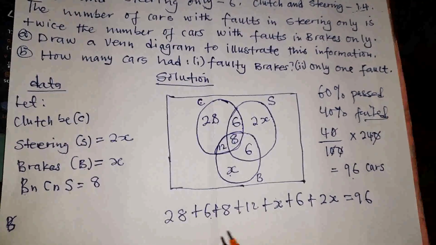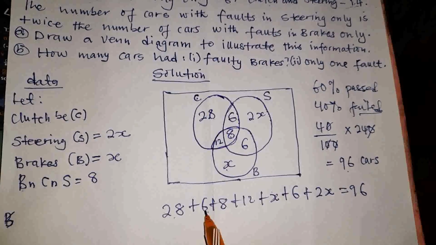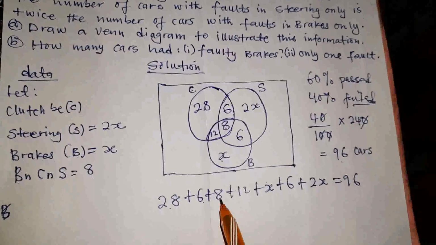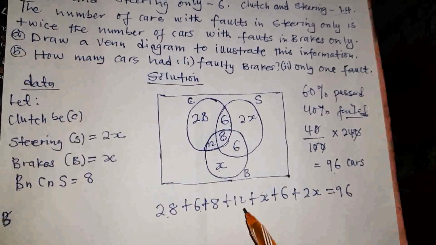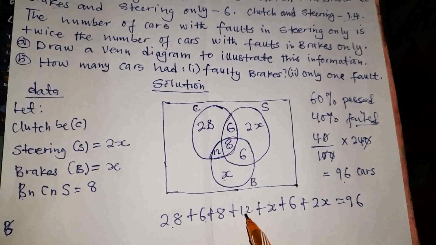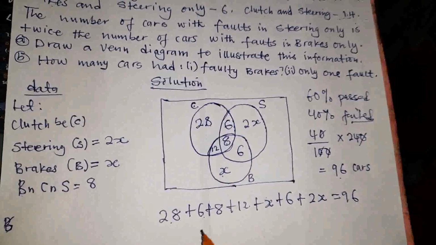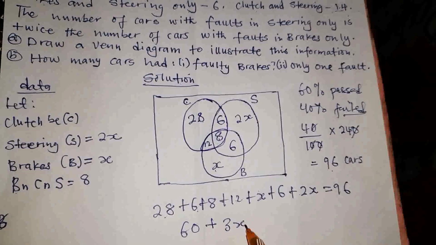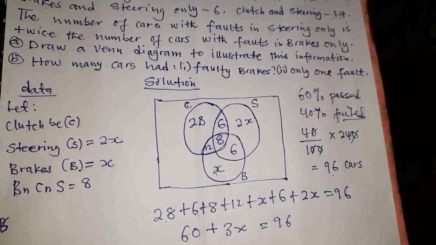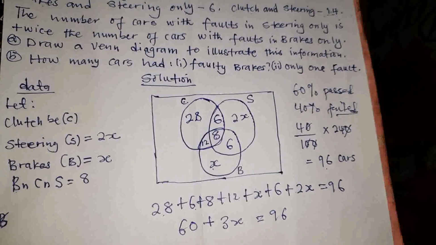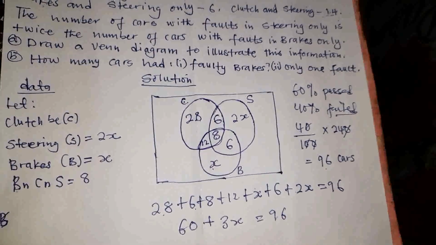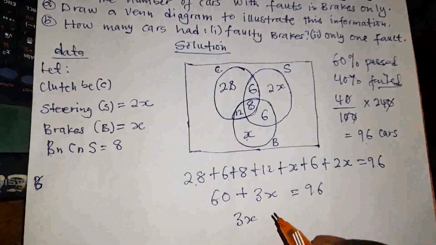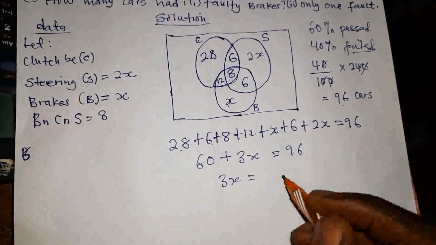So let's start adding. Good. So now we have, this is 28 plus 6, that is 34, plus 8, that is going to give us 42. So 42 plus 10 is going to give us 54. So 54 plus 6 is going to give us 60. So this is going to be 60 plus x plus 2x, which is 3x. This is equal to 96. So what are we going to do next? The next thing is the collection of like terms. So this is going to be 3x.